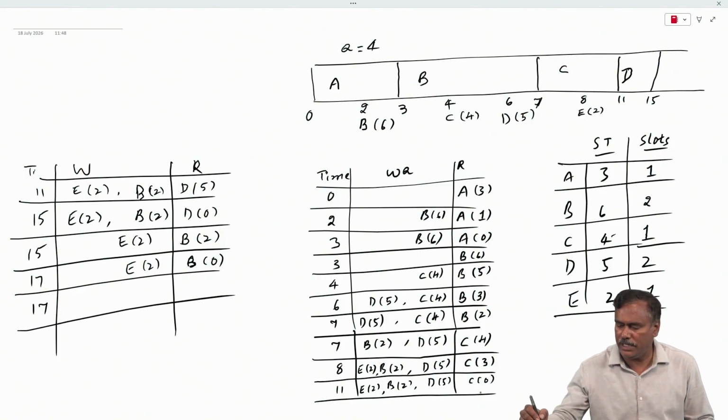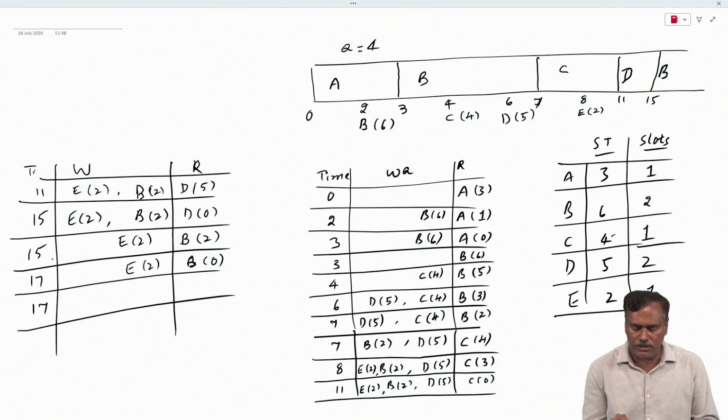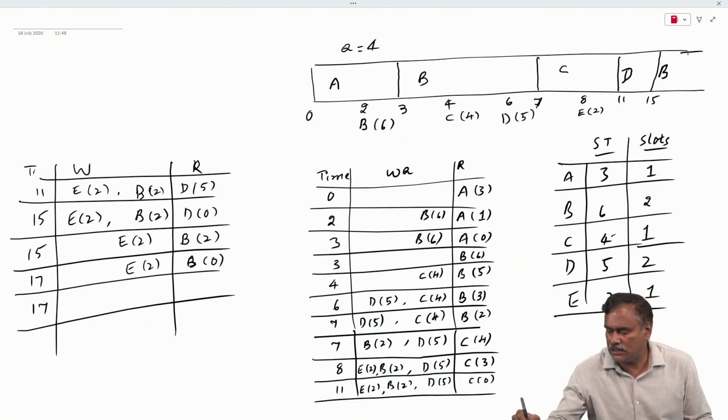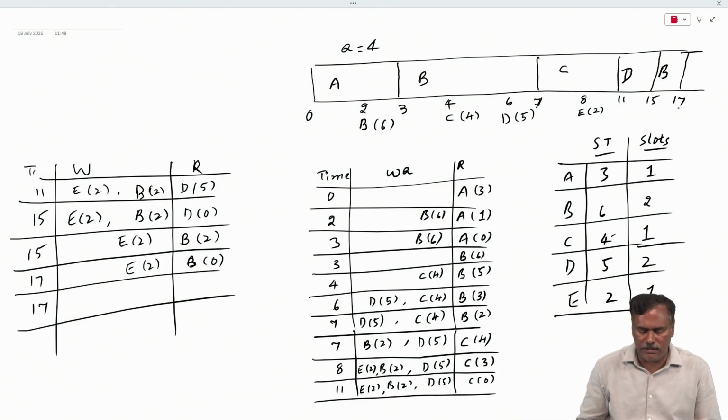from 15 to 17, process B itself is going to continue. At the 15th interval of time you started its execution, and when it started, its remaining service time was 2. So from 15 to 17 that same process B continues its execution. So at the 17th interval of time this process B has completed its execution.